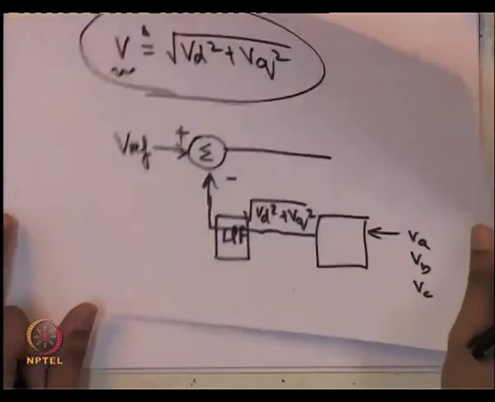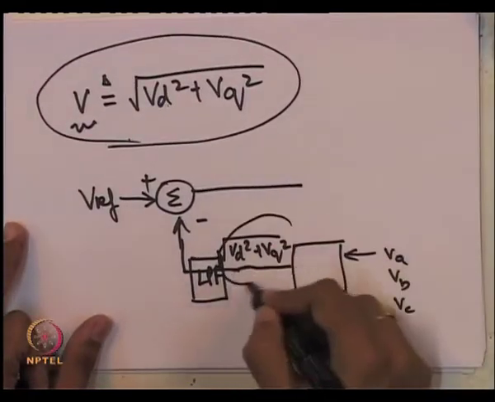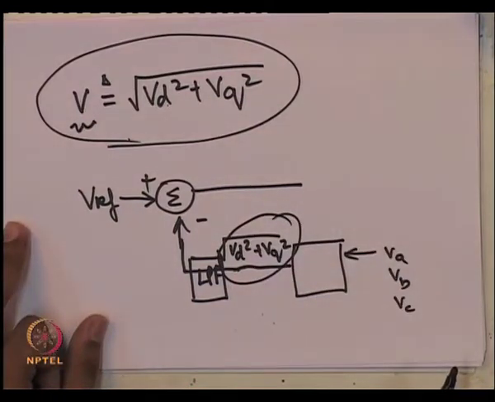So, in this particular course, we shall assume that when I say magnitude, it is this root of Vd square plus Vq square, the square root of it. Okay. So, that is what we have.